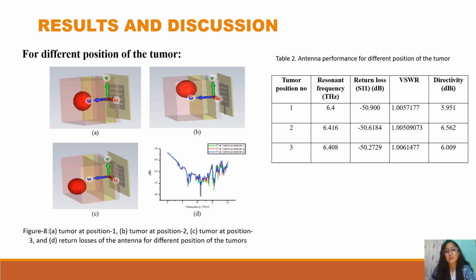VSWR and the directivity of the antenna also change for different positions of the tumor, which are shown in table 2. As the antenna can operate effectively and provide distinct data corresponding to various positions of the tumor, it has the capability to detect tumors at different positions. Now let's move to the next slide.